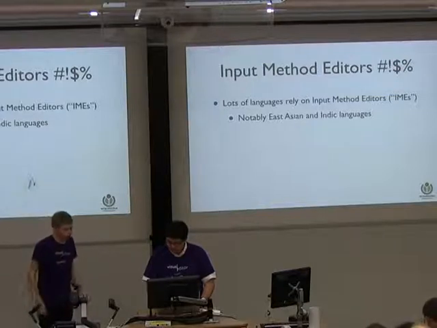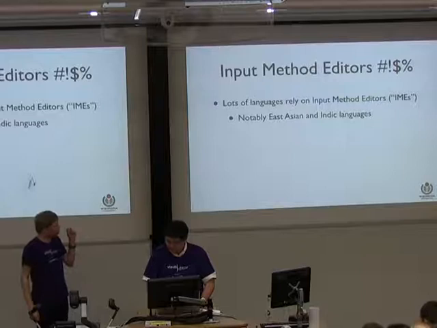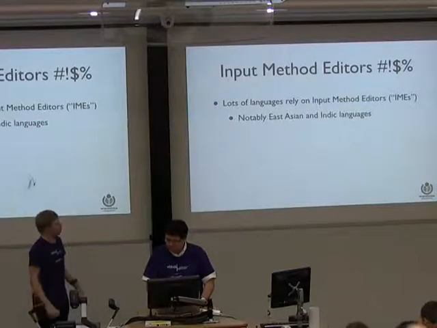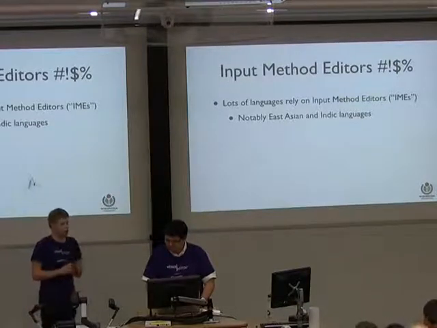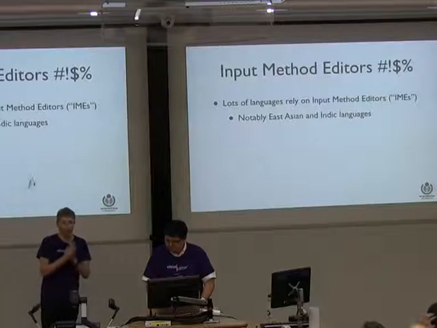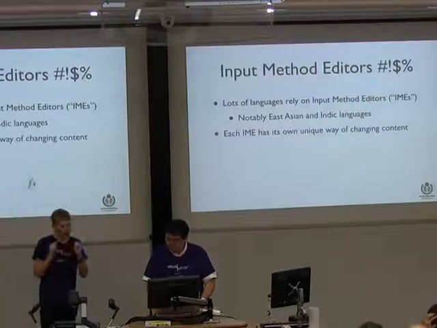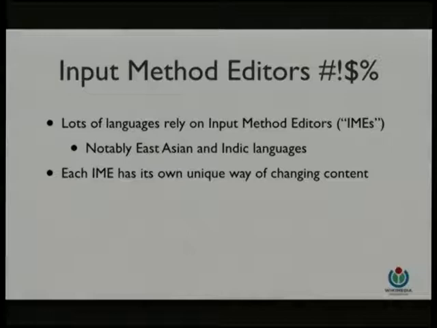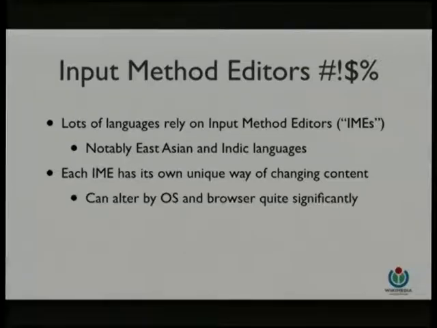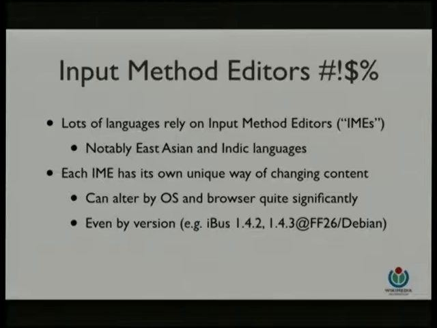So the main problem with IMEs, for us, is that each IME has its own unique special snowflake way of changing the content in the contenteditable surface and emitting events that tell you what happened. These event patterns can differ by operating system and by browser quite a lot. They can also differ by minor version of the IME implementation.